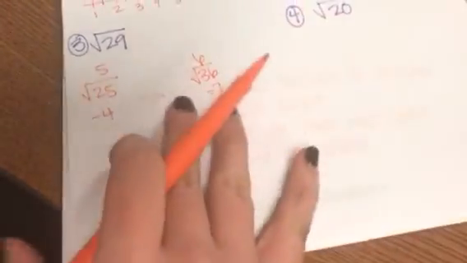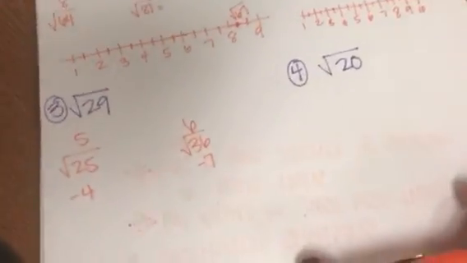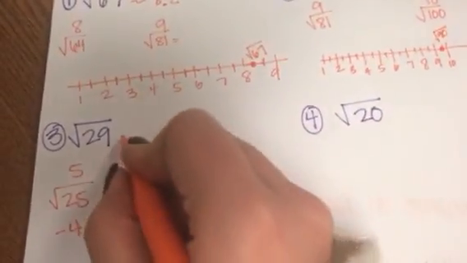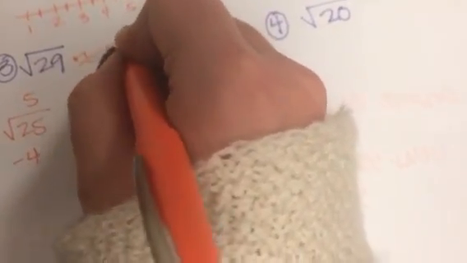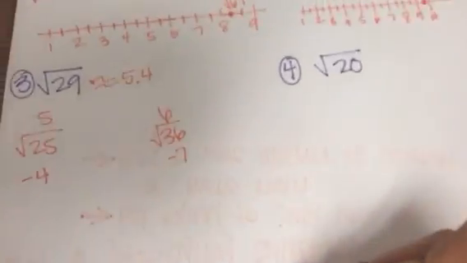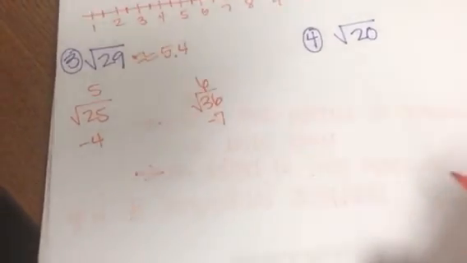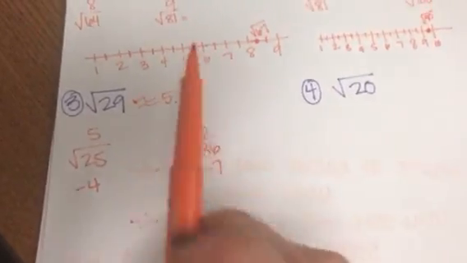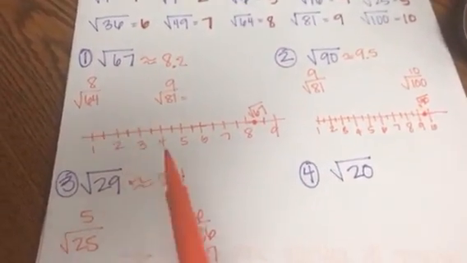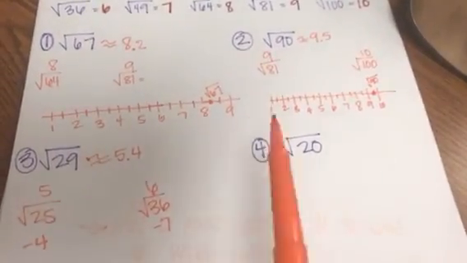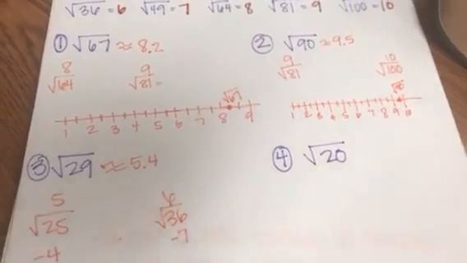So I would estimate the square root of 29 to be about 5.4. It's not exactly halfway, but it's definitely closer to halfway than the square root of 67. And again, you would plot those just like you plotted these above.